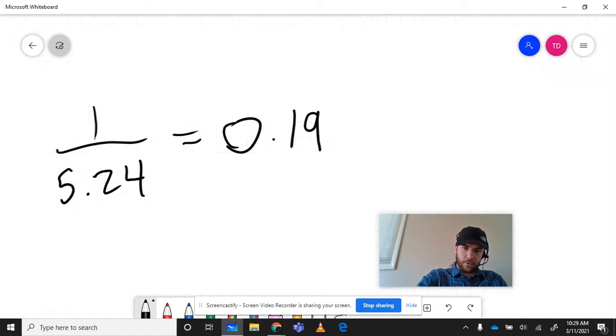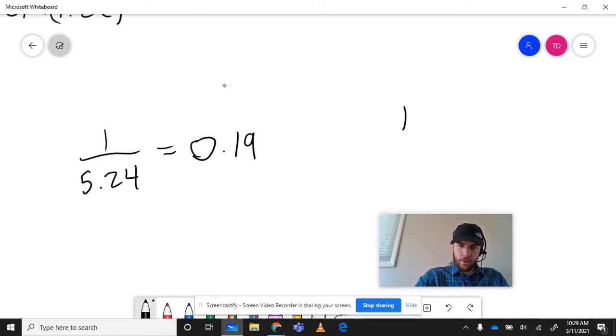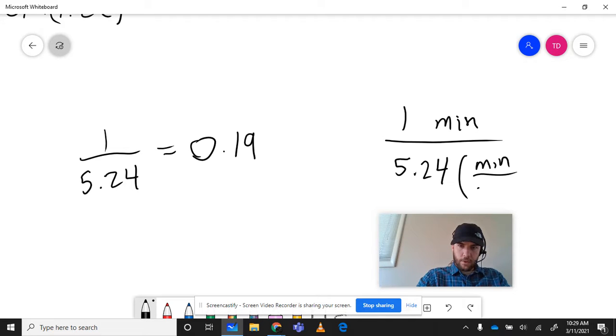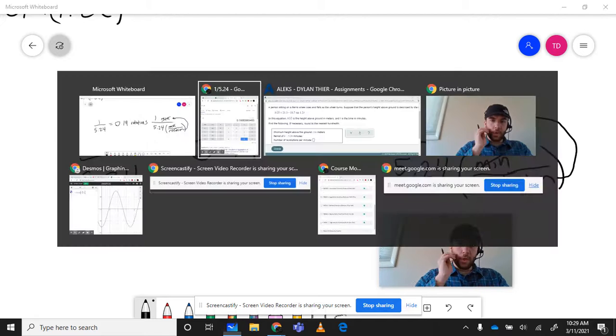If it helps at all and you want to kind of keep track of the units, this might confuse more than help actually. We were saying how many we wanted in 1 minute, and the 5.24, the units on that was 5.24 minutes per rotation, I believe. So if you're paying attention to the units, minutes are going to cancel out, and since you're dividing by a fraction, rotations are going to be up top. So what this is going to be telling you is how many rotations you're going to be doing. You're going to be doing 0.19 per minute.